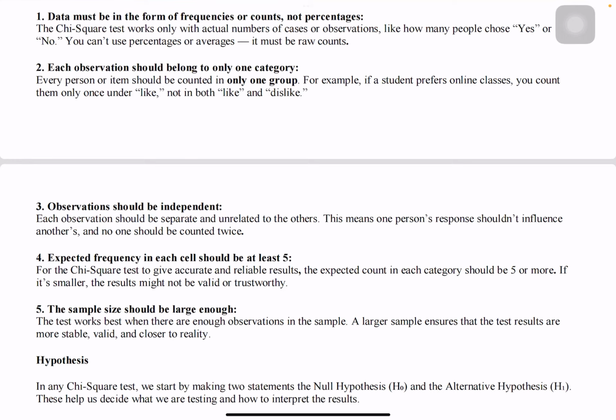Number four, expected frequencies in each cell should be at least 5. For the chi-square test to give accurate and reliable results, the expected count in each category should be 5 or more than 5. If it's smaller than 5, the results might not be valid or trustworthy.